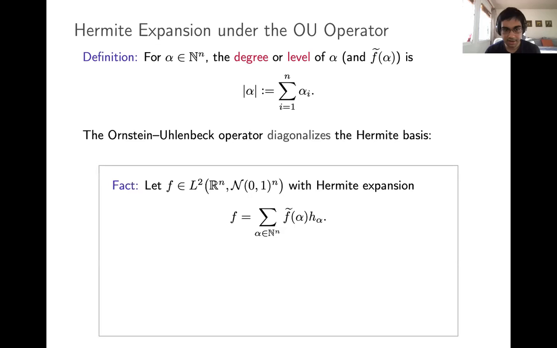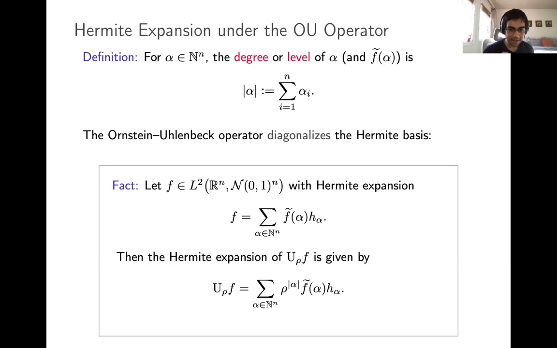And it's a really awesome fact that the Hermite basis is diagonalized by the Ornstein-Uhlenbeck operator. In other words, if you've got a function f with this Hermite expansion, the Hermite expansion of U rho f looks a lot like the Hermite expansion of f, but with all the Hermite coefficients scaled by rho to the degree of the Hermite coefficient.